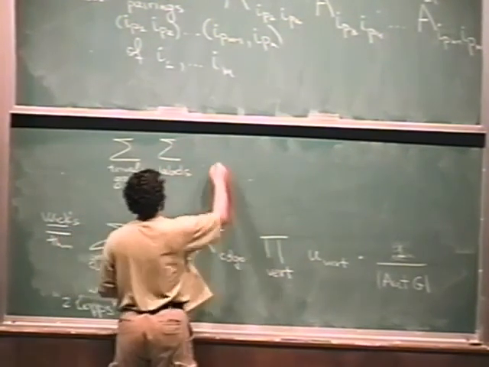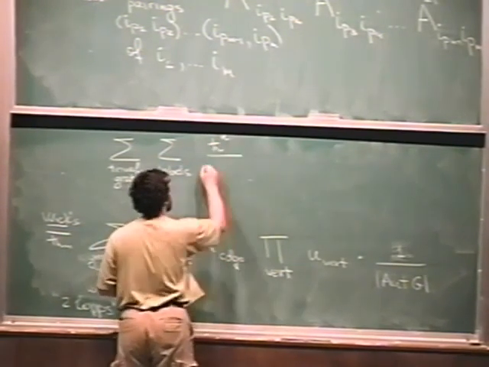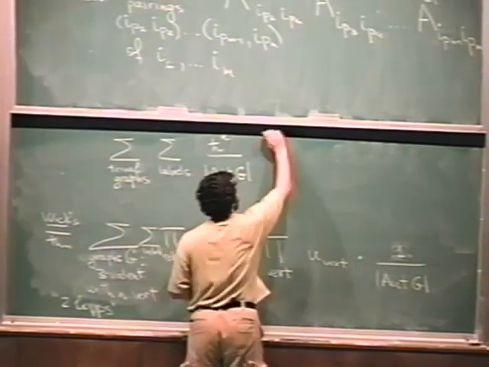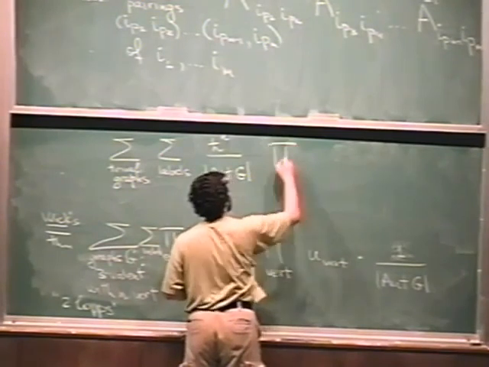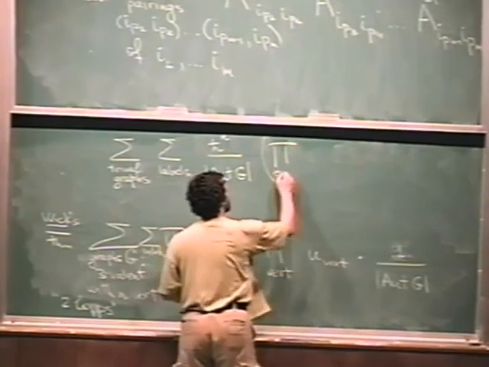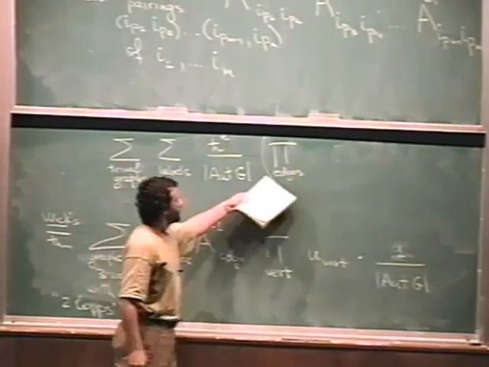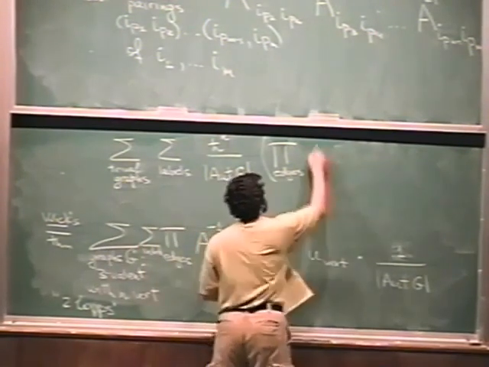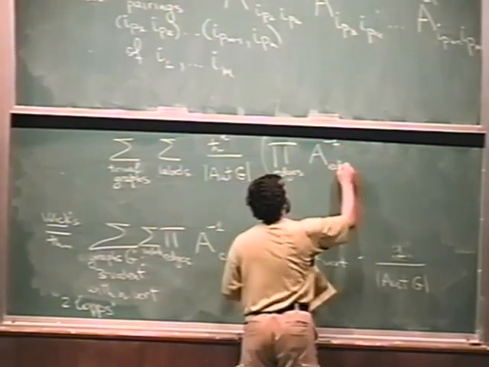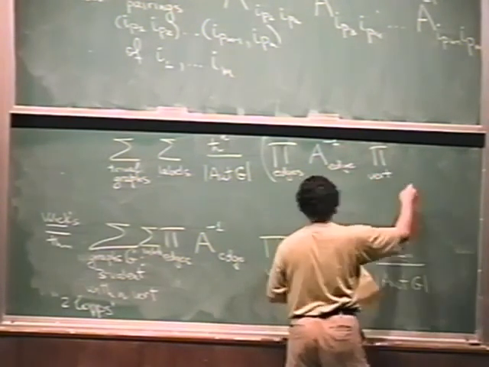And then there will be the coefficient h in power n over the number of automorphisms of the graph, and then the weight of the graph. And the weight of the graph is the product, just as we did here, of the labeled graph. So it's the product over all edges, and each edge gives you A inverse. And then each vertex gives you U.